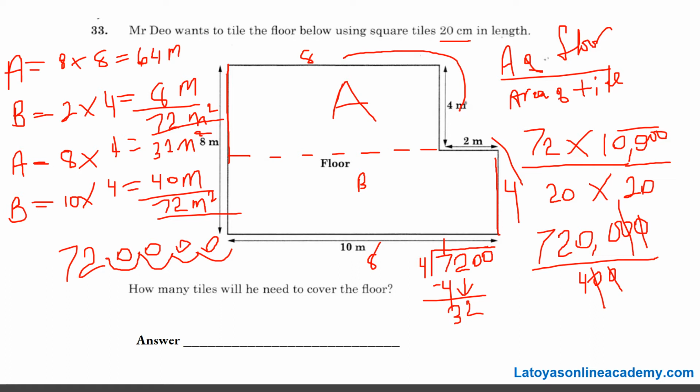Next step, bring down the 2. 4 into 32 is 8. 4 eights are 32. 2 take away 2 is 0. 3 take away 3 is 0. Next step is to bring down this 0. 4 into 0 is 0. 4 by 0 is 0. Next step, bring down the next 0. 4 into 0 is 0. And 4 by 0 is 0. So we are getting 1800. So that means it will take a total of 1800 tiles to cover the floor.